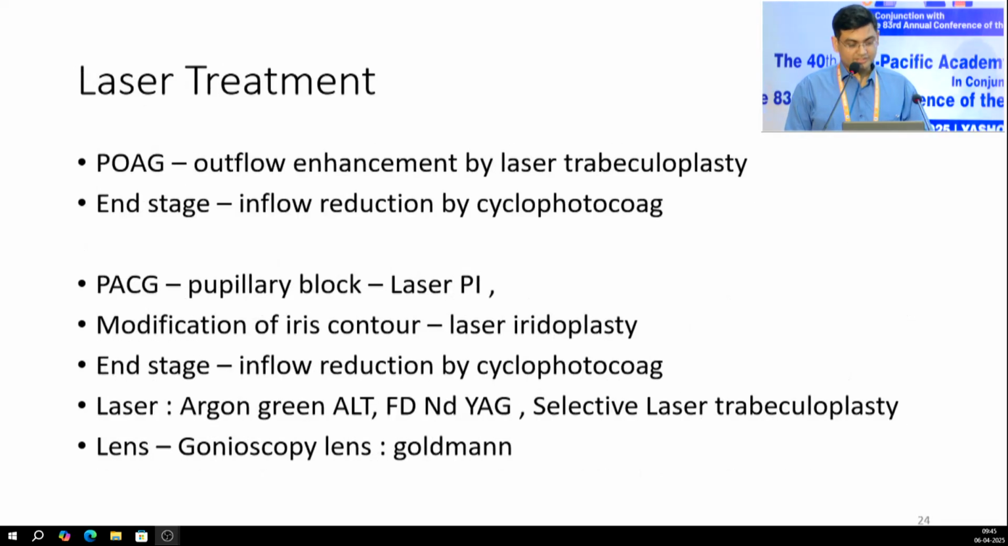So we have laser treatments available, and in that we have laser trabeculoplasty, which actually burns the TM and opens the channels. While in cases of end stage, where usually the patient is PL denied, then we can reduce the inflow by doing a cyclophotocoagulation. In PACG, patient coming to you with pupillary block, do a laser PI. And in end stage, again, you can do cyclophotocoagulation.